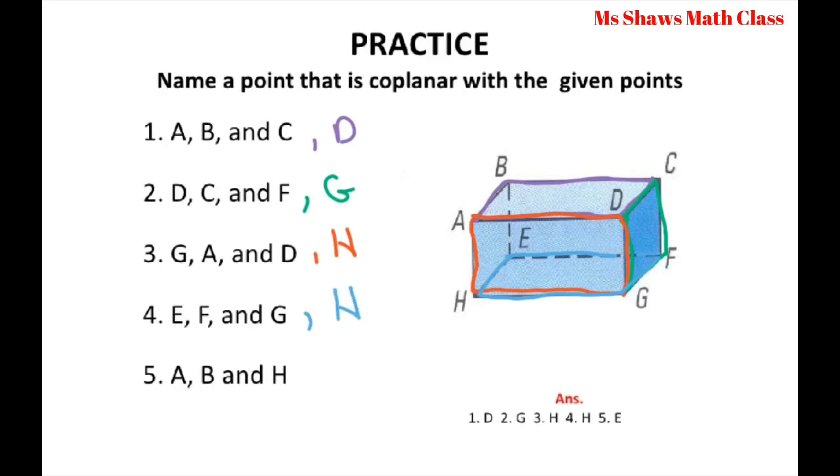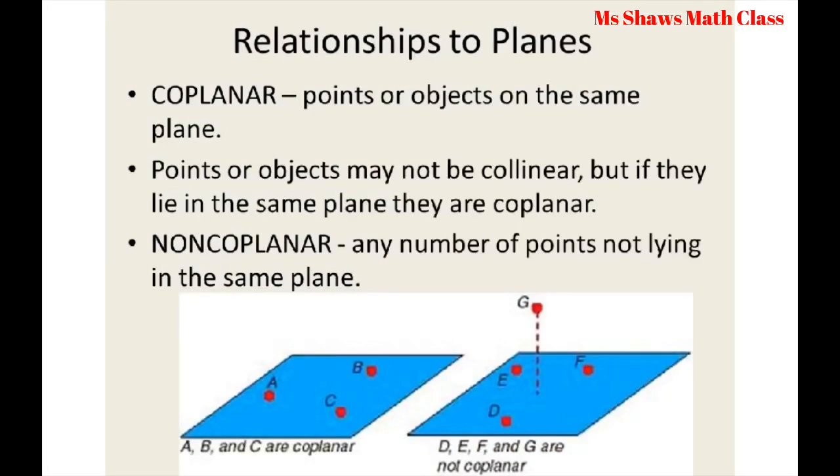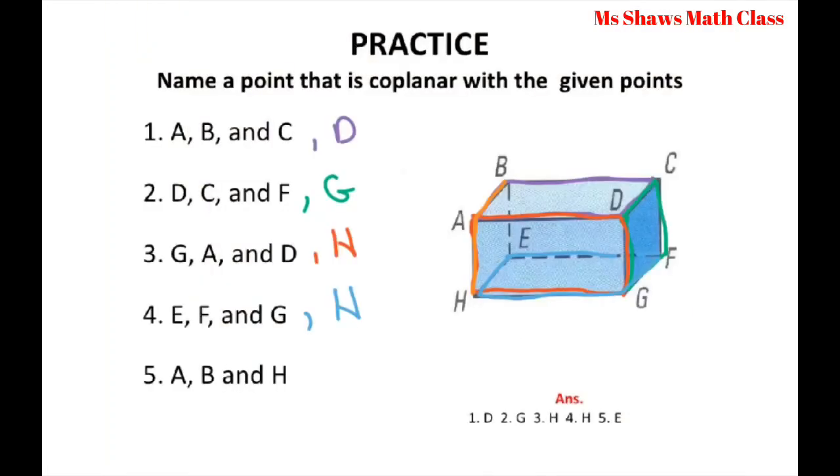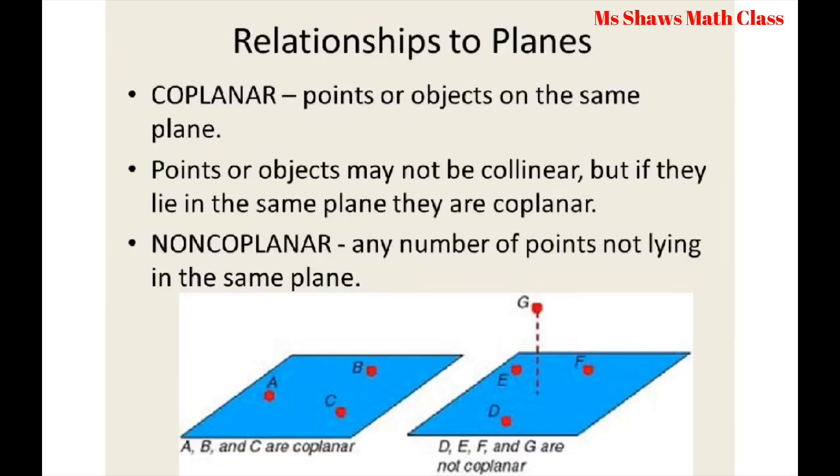And finally, let's do a different color here. We have A, B, and H. Let's see where that is. A, B, and H is the side of the box. And the part that's missing is E. So that would be the side of the box. And again, this is your little review there. And that's it.